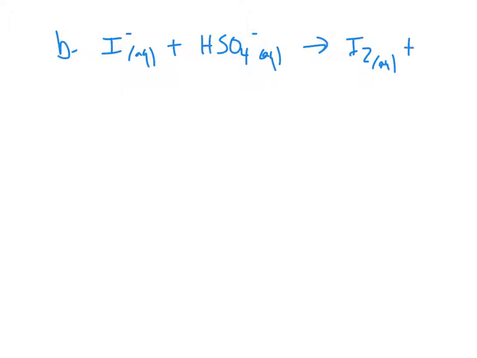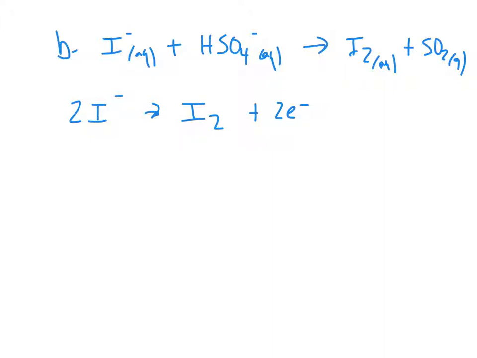Equation B, we're given I minus plus HSO4 minus yields I2 and SO2. So if I start with the iodine, since it's the first one I see, I've got I minus becoming I2. The first thing I have to do is make sure my iodine are balanced on each side, so I'd need 2 iodine ions. And now I want to balance my charge, since I don't have any hydrogen or oxygen to worry about. So I'd have 2 electrons on the product side.